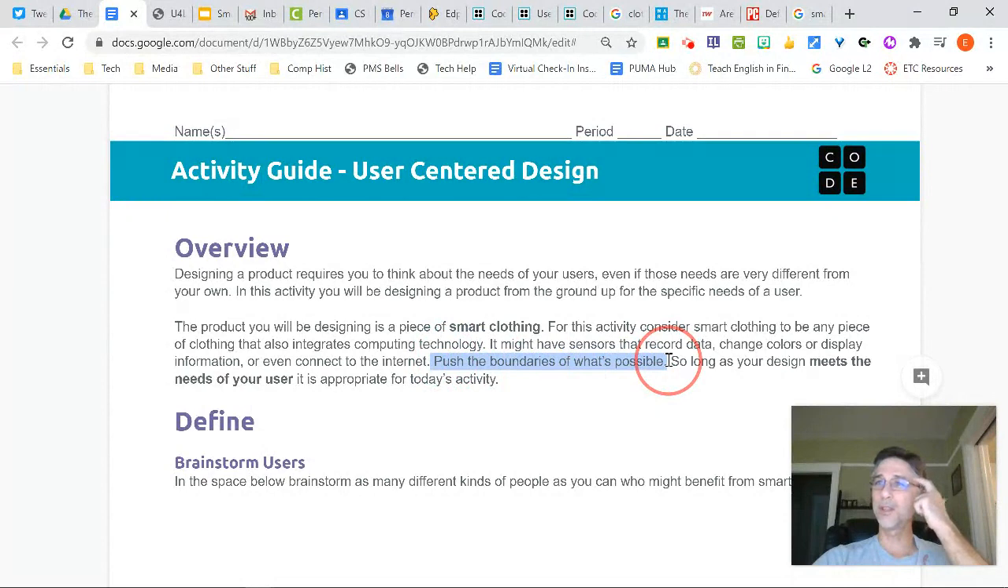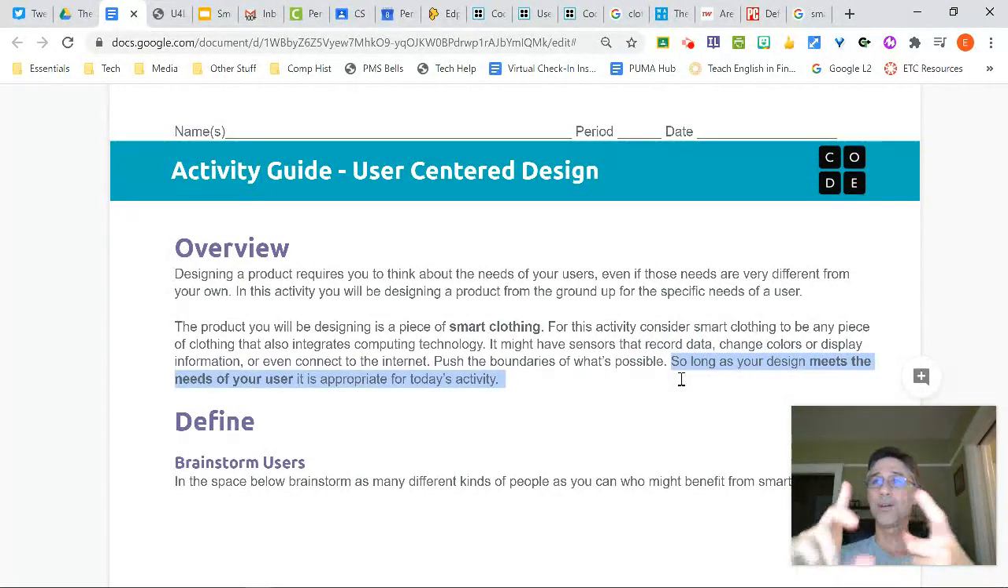So right here it says push the boundaries of what's possible. I want you to really think and brainstorm. What is this thing going to be? What is this piece of smart clothing going to be that you're going to create? So long as your design meets the needs of your user, it is appropriate for today's activity. So you're going to think about who it's for first, and then you're going to think about what to make.